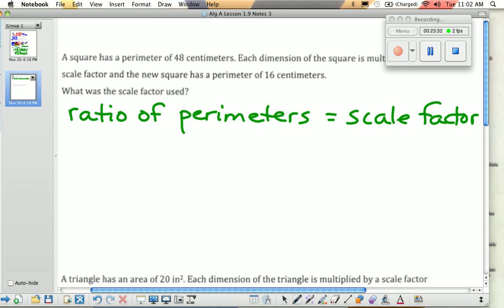So the ratio of the perimeters. Do we know the perimeters? Did they give them to us? Yes, they sure did. A square has a perimeter of 48 centimeters. That's our original right here. And the new square has a perimeter of 16 centimeters. There's our new. Remember, we do new over old, right? So what are we going to put, Trey? 16 over 48. And then we'll call the scale factor x, since we're solving for x.